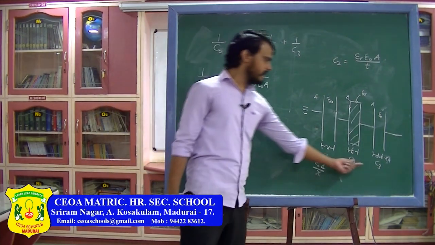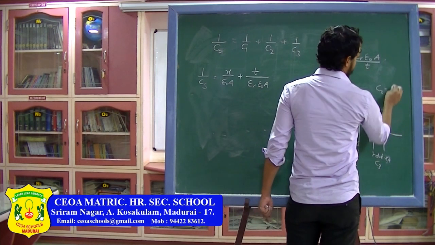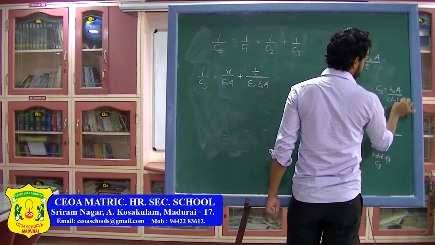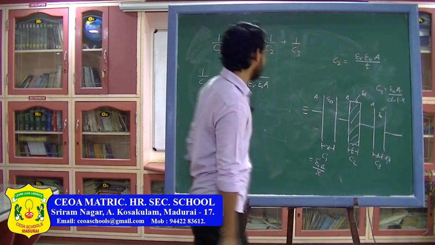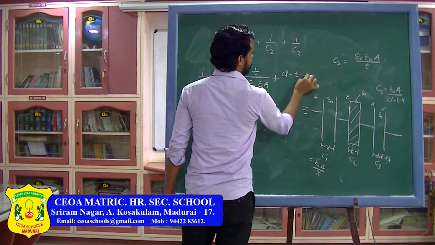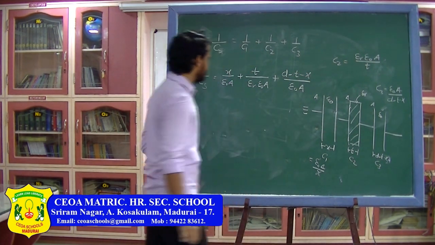Similarly for the last one, the capacitance C3 will be epsilon naught A divided by D minus T minus x. So here I can write this thing as D minus T minus x divided by epsilon naught A. So this is the 1 upon Cs.